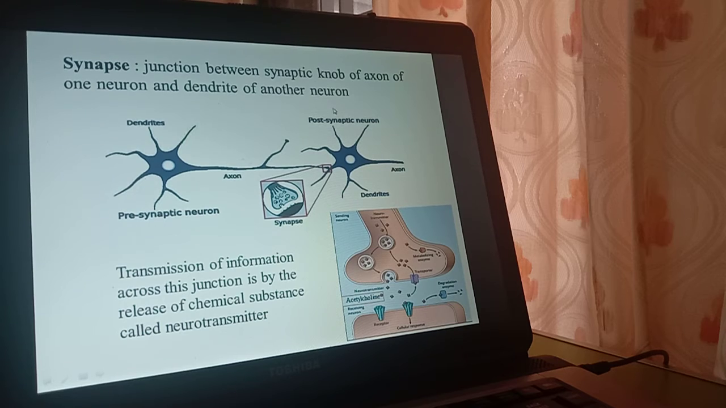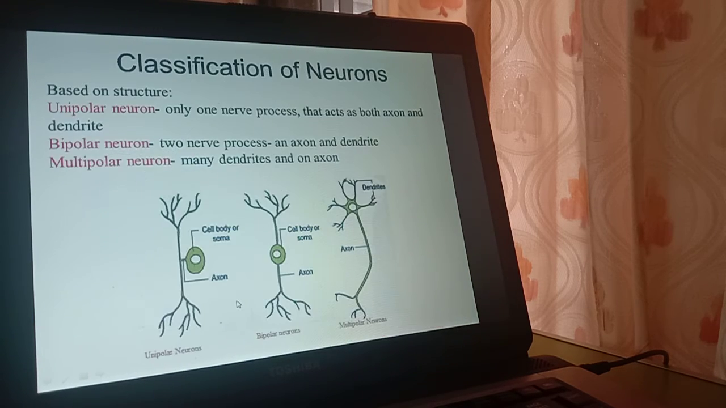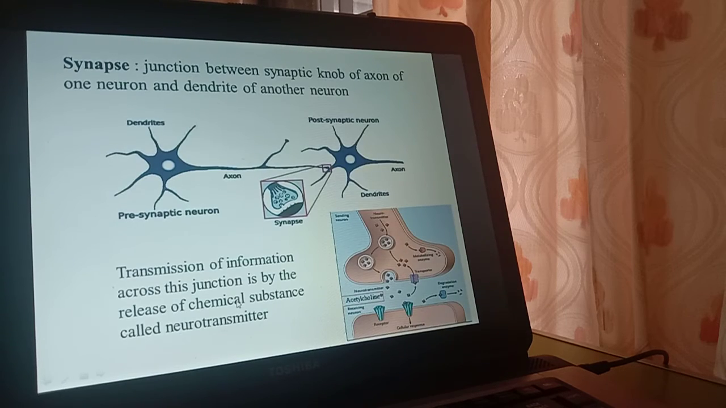Do you get it? So the junction between the synaptic knob of an axon of one neuron and the dendrite of another neuron is what is called a synapse. The transmission of information across this junction happens because it's not interconnected, but rather there is a gap. This is because of the release of a chemical substance called neurotransmitter, which carries the stimuli from one nerve cell to the next nerve cell.